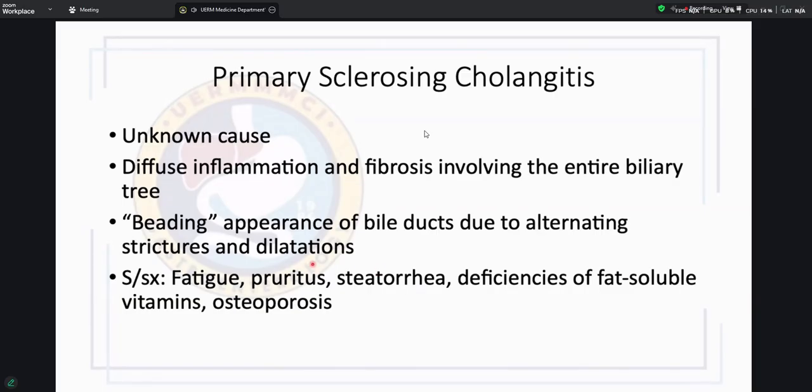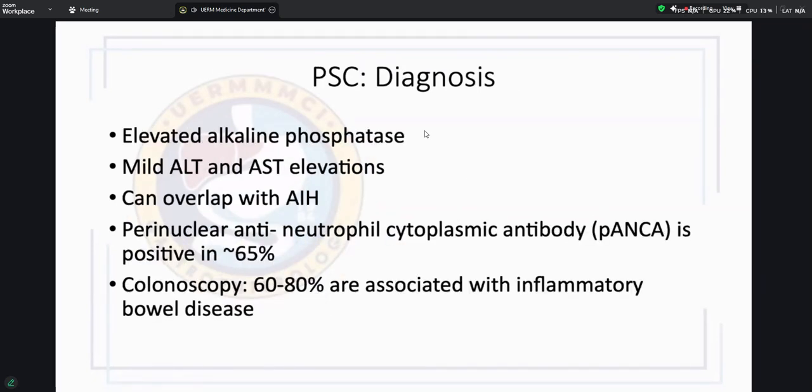So fatigue and pruritus are the most prominent, and all of these can also be seen in primary biliary cirrhosis. So same as primary biliary cirrhosis, patients can also be asymptomatic early on. Patients with PSC typically are identified during an evaluation of abnormal liver enzymes. Typical of a cholestatic liver disease, there is an increase in alkaline phosphatase with mild elevations in ALT and AST.